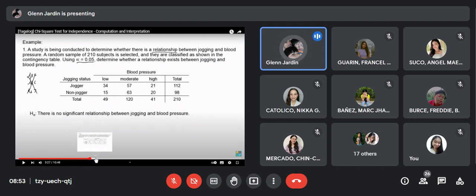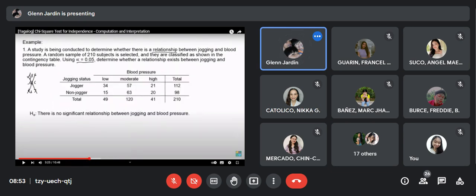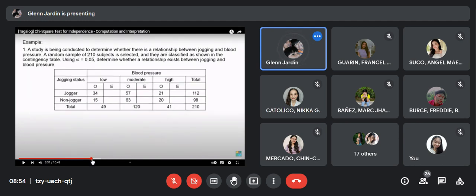First step is stating the null hypothesis: there is no significant relationship between blood pressure and jogging. That is the first step. Even without less than or greater than, you just state your null hypothesis and that is enough.